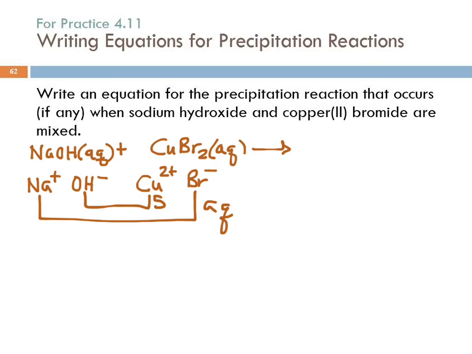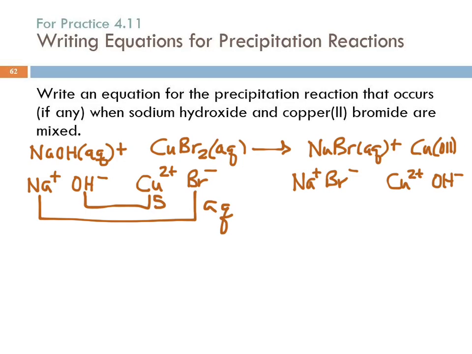So now we need to write the formulas for these products. We have all the ions listed out here with their charges. So we just need to pair them up in their new configuration. We're going to put sodium with bromide. So I'm going to write that out down here. Na plus, Br minus. And I look at the charges. And so that's NaBr, and we decided that one was aqueous. And then the other pair is the copper 2 plus with the hydroxide. And so that's going to be Cu(OH)2(s). The s is important, but I ran out of space as usual.